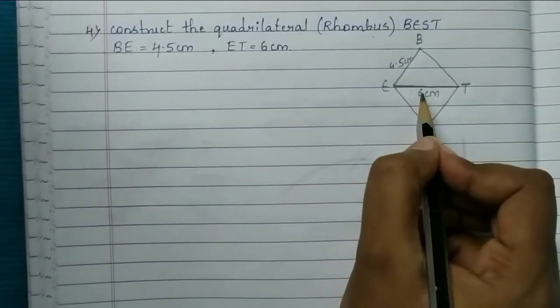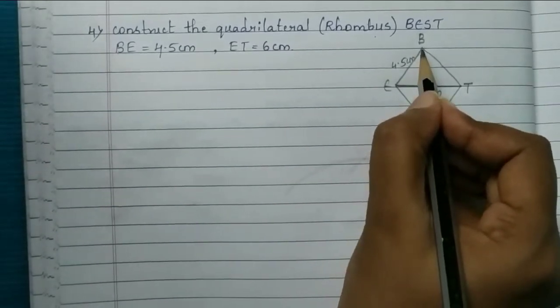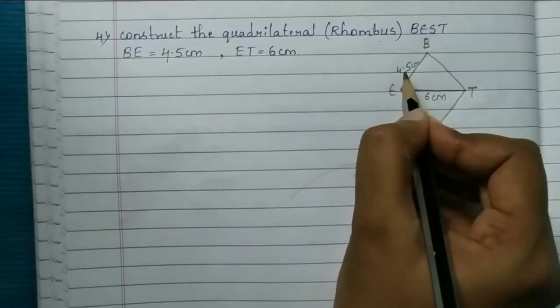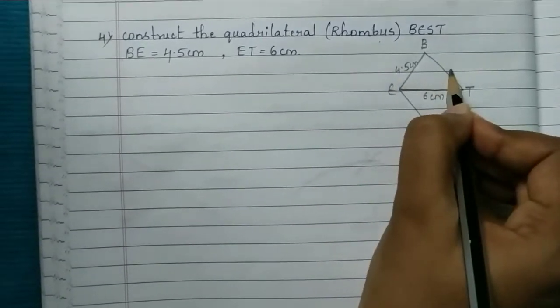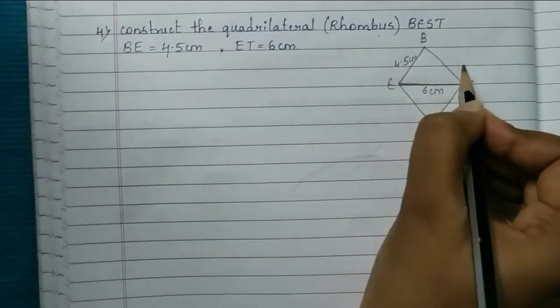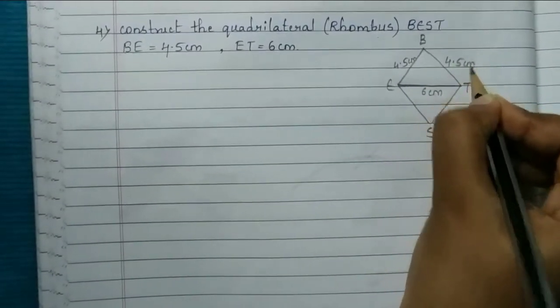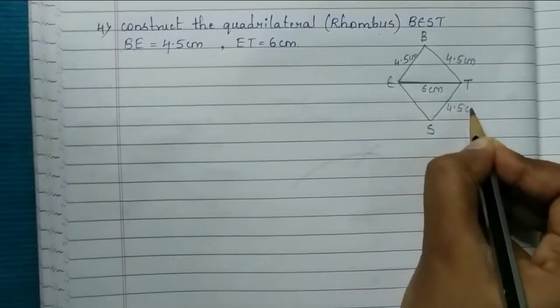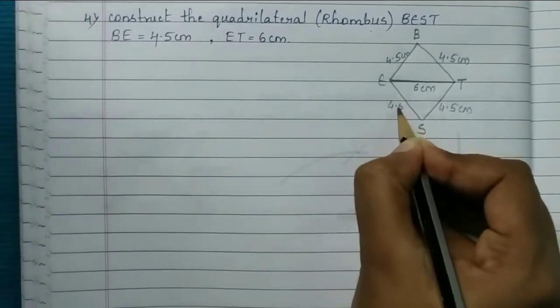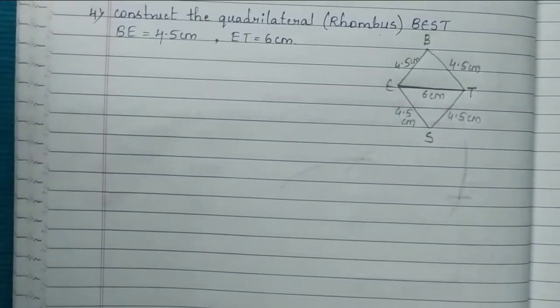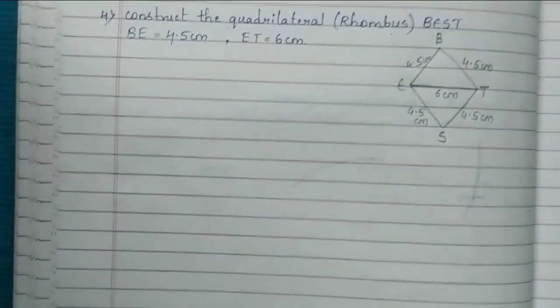So as I told you before, a rhombus is similar to a square. It means a square has all 4 sides equal. It means a rhombus also has the 4 sides equal. So we have to take all the 4 sides as equal. So all 4 sides will be of the same length, that is 4.5 centimeter. Okay, so let us start.